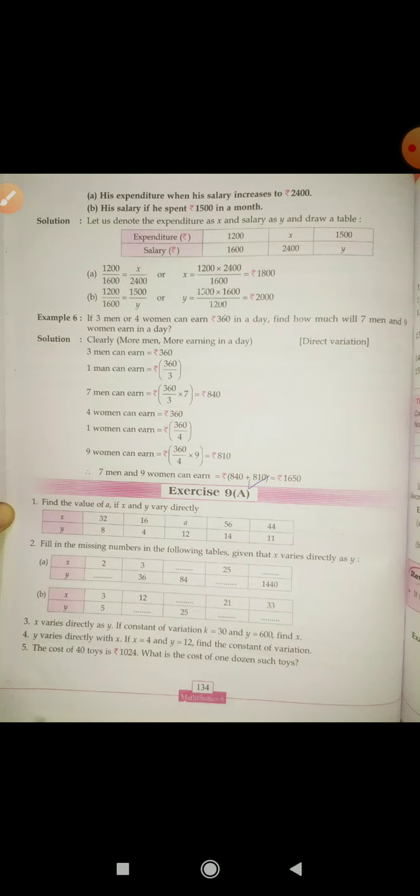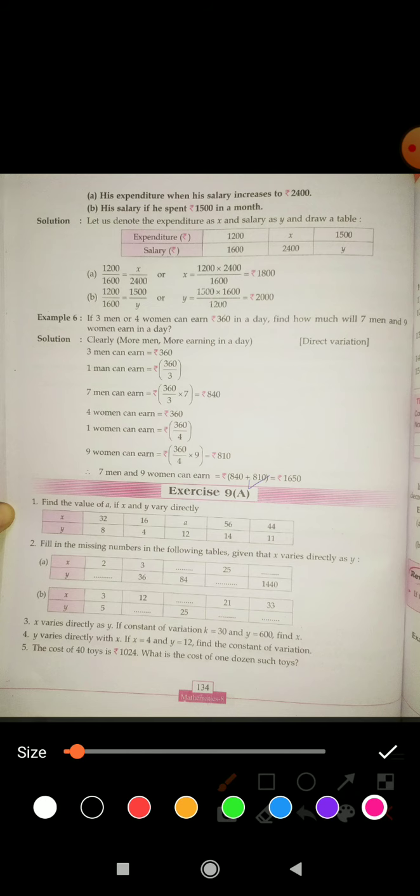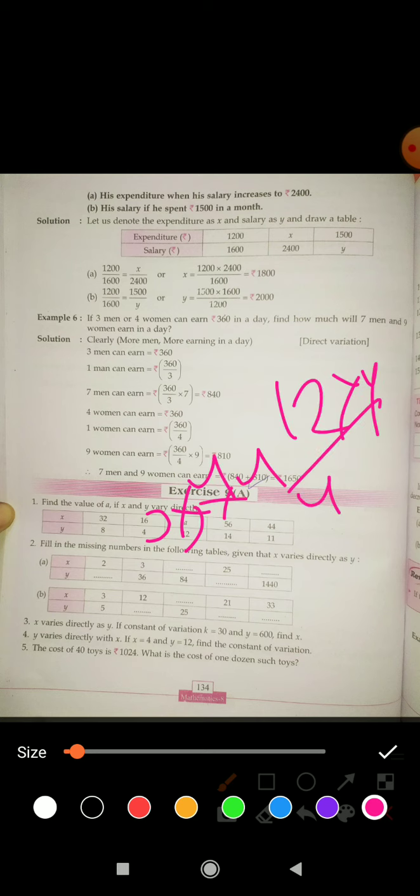Okay, because here 8 is multiplied by 4, here we also multiply by 4, so 12 into 4 is 48. So the a value is 48.